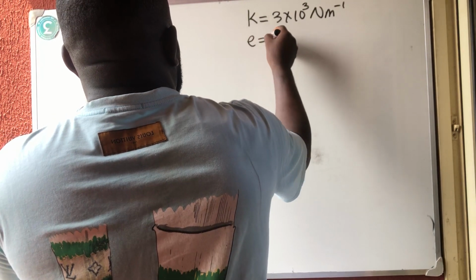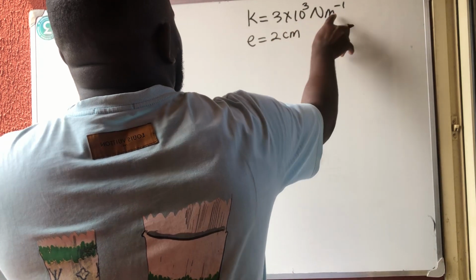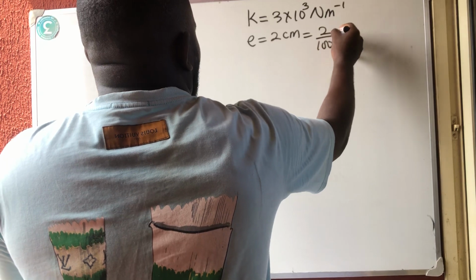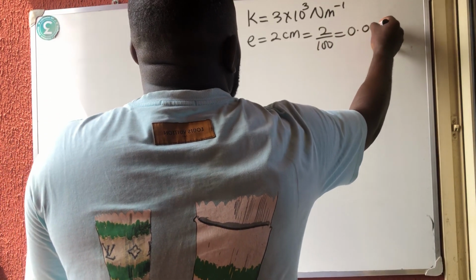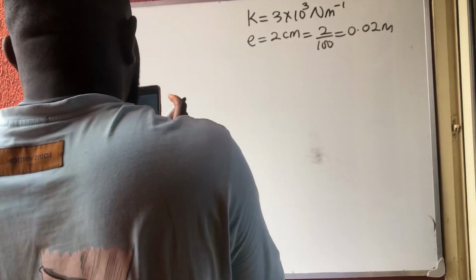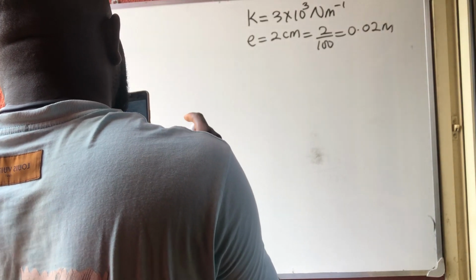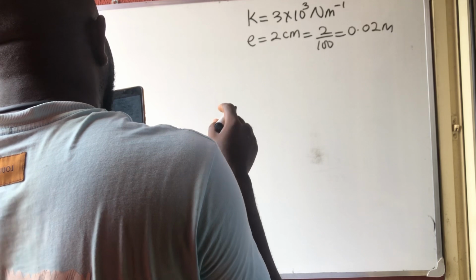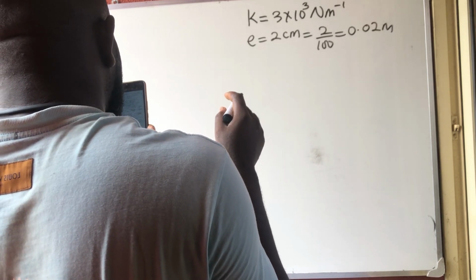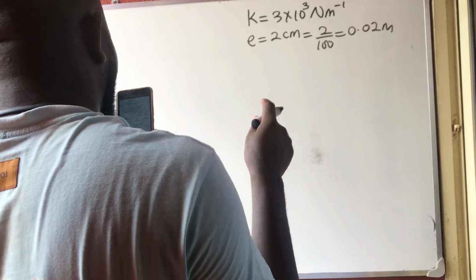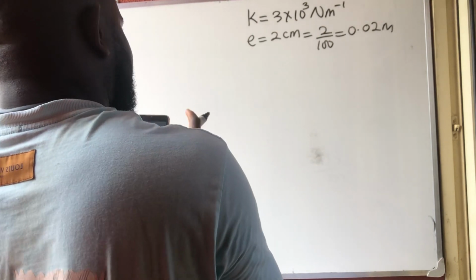The extension in the string is 2 cm. But this one is in meters, so we need to convert it to meters by dividing by 100. Divided by 100, we have 0.02 meters. So they say it extends by 2 cm when the object is hung from its end. Calculate the mass of the object.